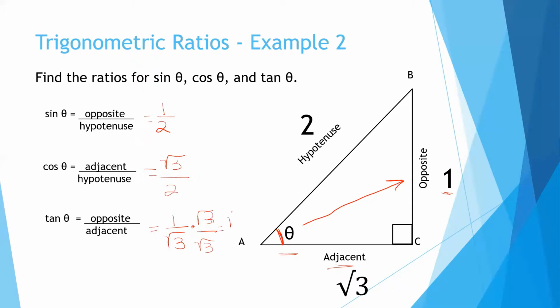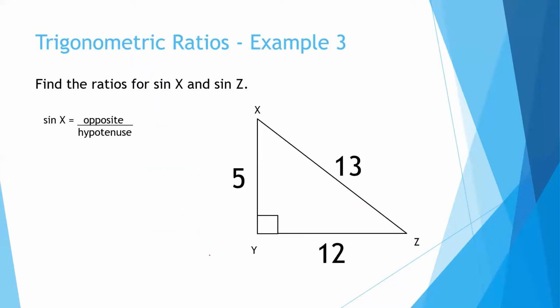So it'll be radical 3 all over 3. Okay, let's move on to the next one.